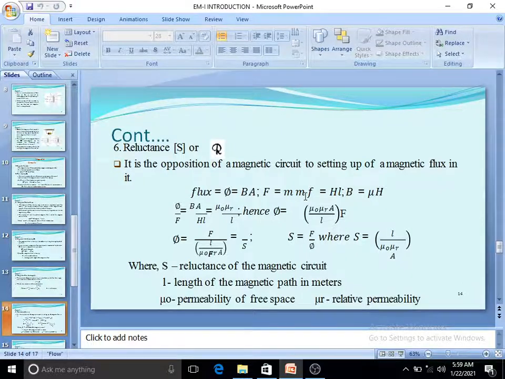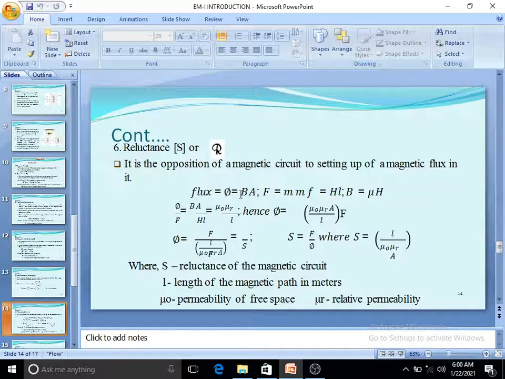Next, MMF. MMF is denoted here by capital F. What is capital F? MMF. We know that H is the magnetic field intensity. What is the formula for the magnetic field intensity? MMF by L, MMF per unit length, right? Shift your L to the RHS, then MMF will become H into L. Clear? MMF will become H into L.